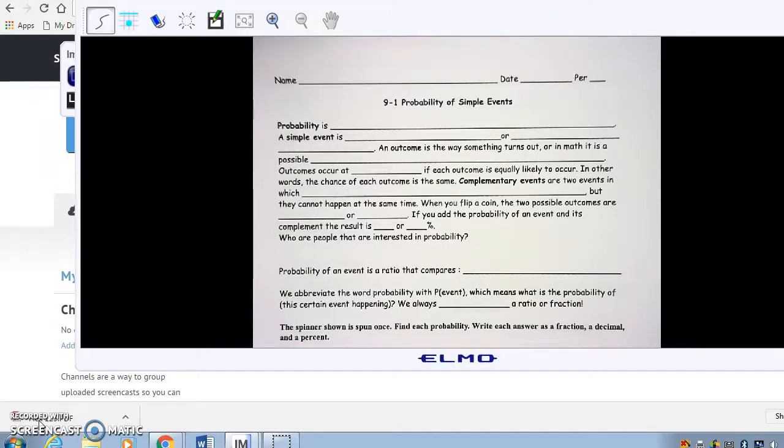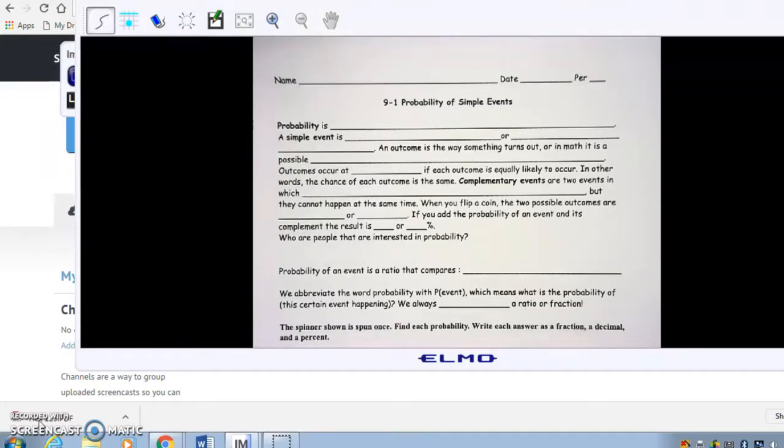So, let's get started. In class, you got these notes, probability of simple events. So we're going to pretend like we're in class, and you're listening to me and filling in the notes and solving some problems as you go. At any time, please pause the video if you need more time to complete the problems or work things out on your own. Let's try it out.